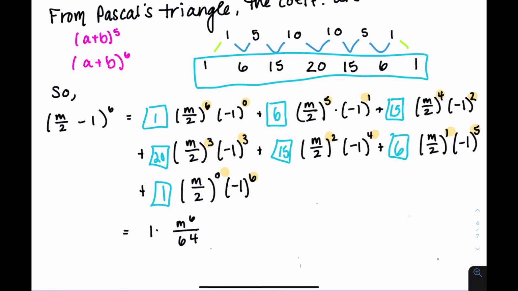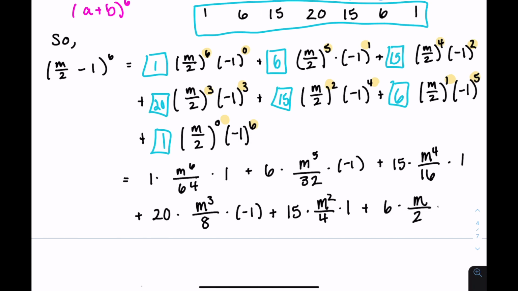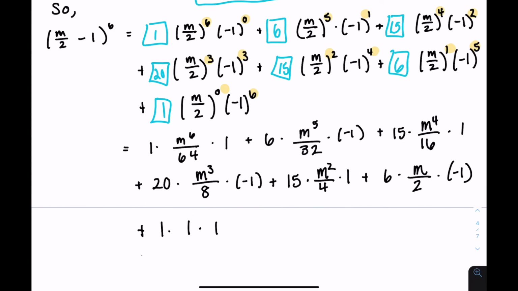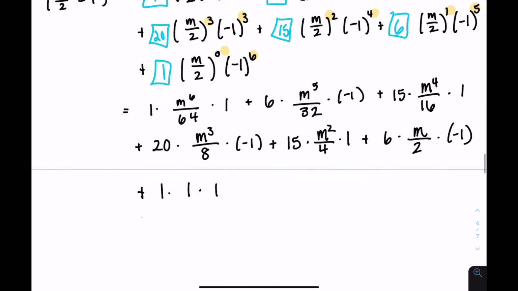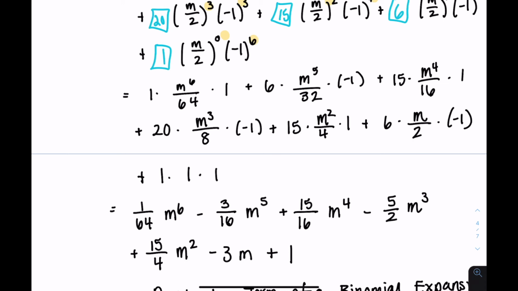So that first one will be m to the 6 over 64, -1 to the 0 is 1. 6, you get m to the 5th over 32, and this will be negative 1. 15, m to the 4th over 16, positive 1. And then you just keep going and do each of those appropriate powers and multiplications. And then the last one will give you 1, 1, 1. So actually multiplying these out, you get your finalized binomial expansion.